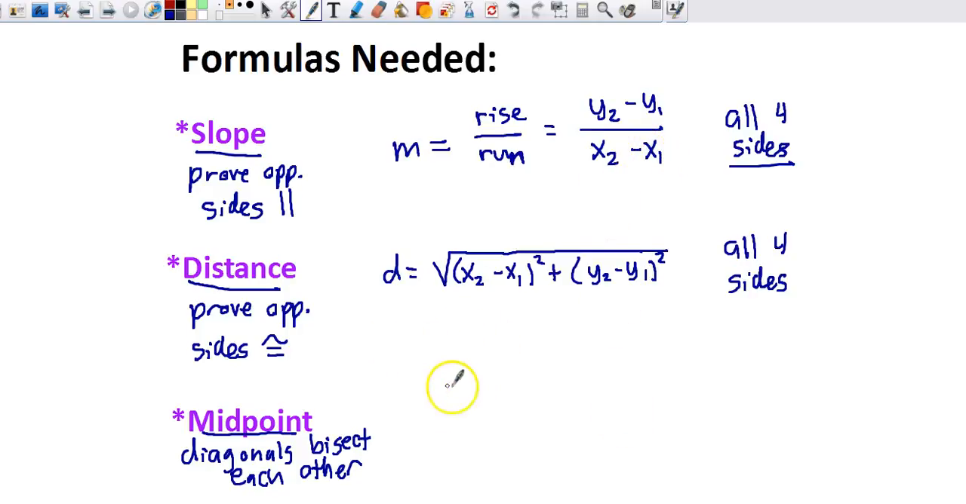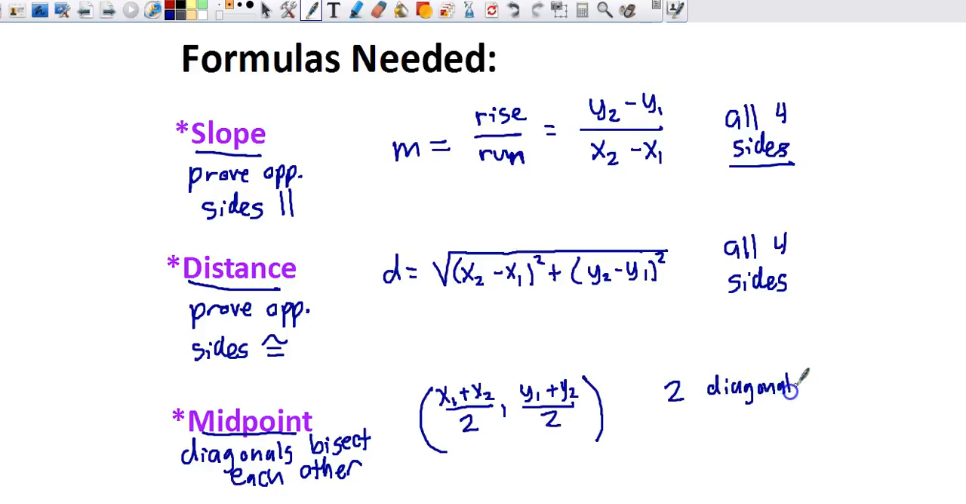And finally, the midpoint formula is a coordinate, and that coordinate is the average of your x's. We do an average by adding the numbers and dividing by the total amount. So we'll use 2 x's: x1 plus x2 divided by 2, and y1 plus y2 divided by 2. This proves that diagonals bisect each other. We only do this with the two diagonals. So don't do the midpoint of the sides, do it of the two diagonals. Do the distance and slope of the sides if you're doing it that way.